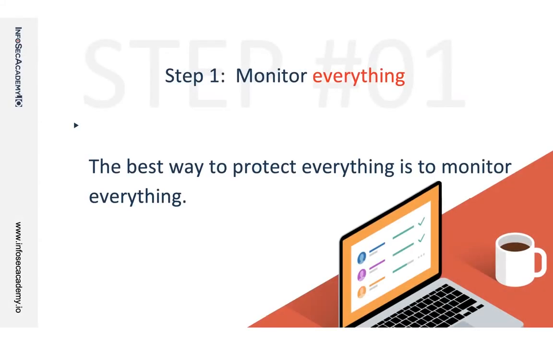So the basic first rule of thumb to follow is to ask yourself the question, what do I need to monitor or keep track of? Well, the easy answer is you need to monitor and keep track of everything. A lot of organizations want to cut a corner here and say, well, I'm only going to monitor my critical assets, or I'm only going to monitor my mission essential assets.